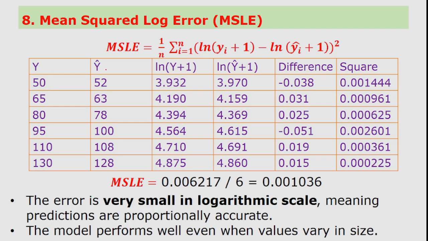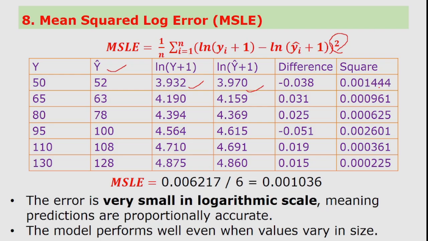So 6 values of actual price, and y hat is the predicted price. ln of y plus 1 gives you ln of 51, which is 3.932, and ln of y hat plus 1 gives you ln of 53, which is 3.970. If you take the difference of these two you will get minus 0.038. Since you need to square the term as per our equation, if you square it you will get 0.001444.